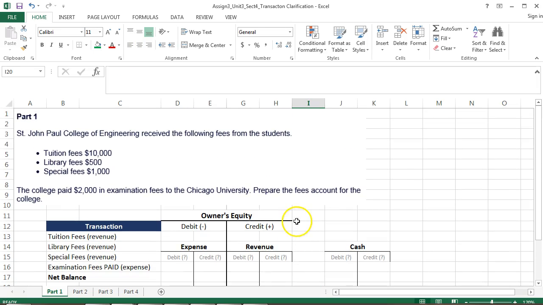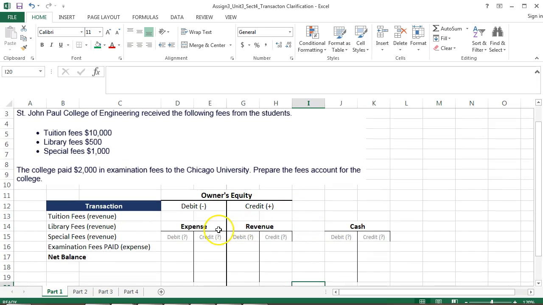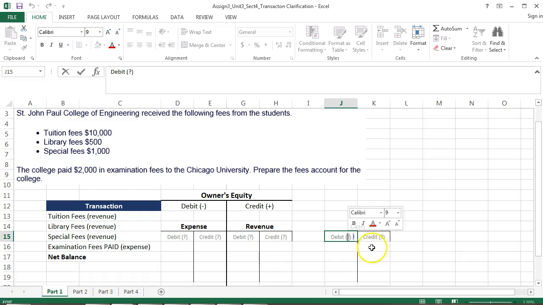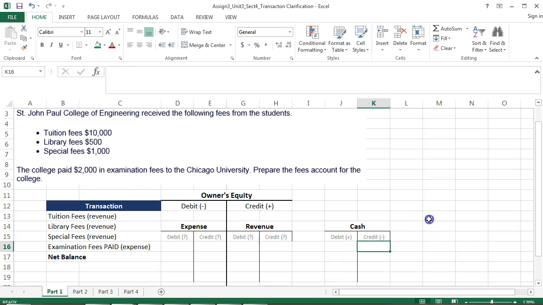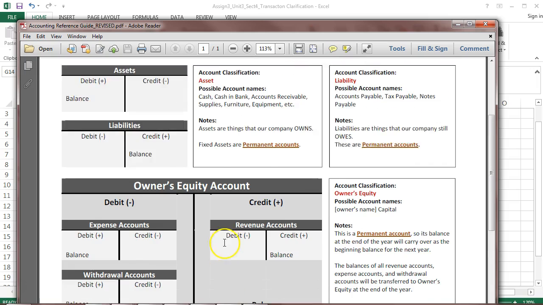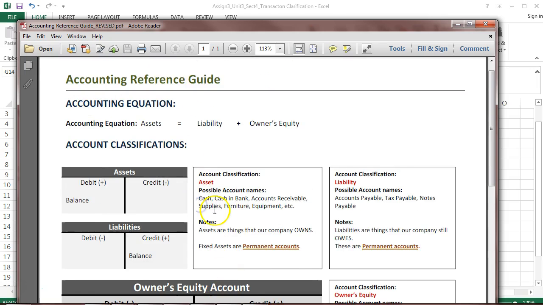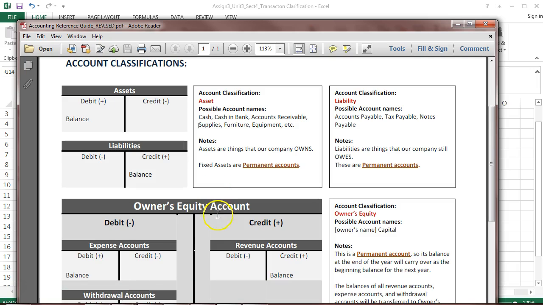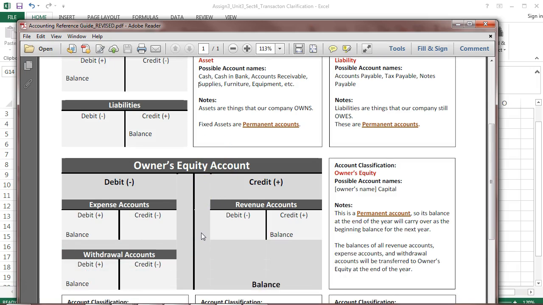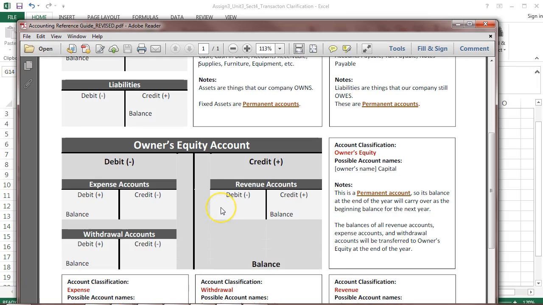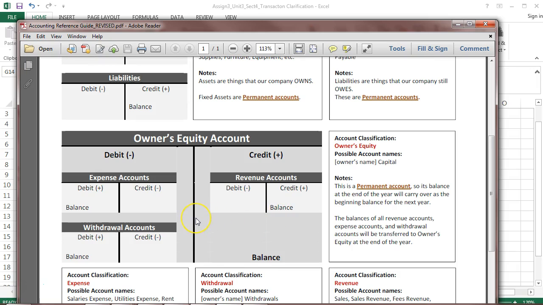The first thing we need to do is determine whether these are expense, revenue accounts, and cash. You should know cash by now as an asset: cash increases on the debit side, decreases on the credit side. But these expense and revenue accounts are some of those new accounts that you learned about in the lesson. So hopefully you have your handy dandy accounting reference guide open. If you don't have this yet, you can find it on our course homepage, in the class news. There's a link to this download, and I also think I have it in the content tab, so make sure you get that downloaded.